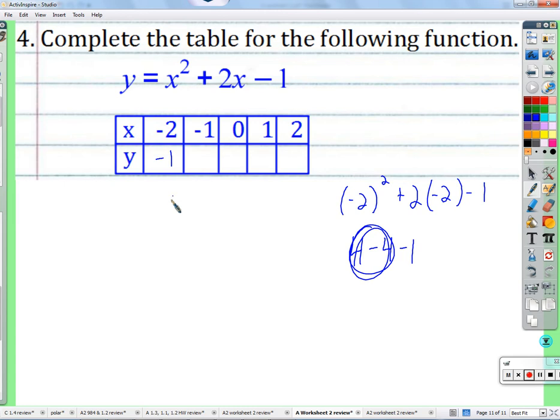Same thing with negative 1. So x squared plus 2x minus 1, x is going to be negative 1. Negative 1 squared is positive 1 minus 2 minus 1. So negative 2. And 0, that's 0, we have a negative 1.